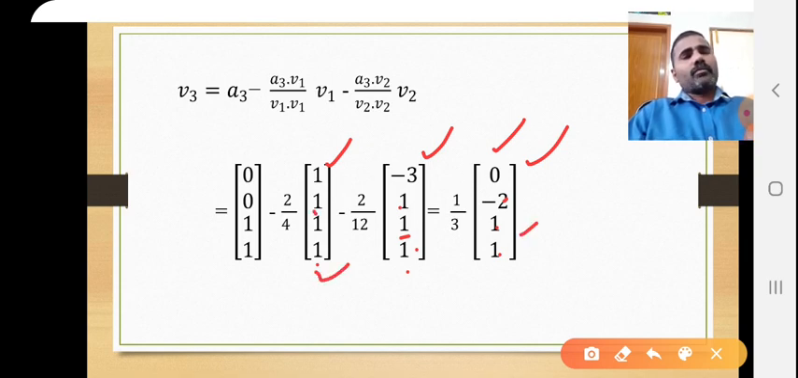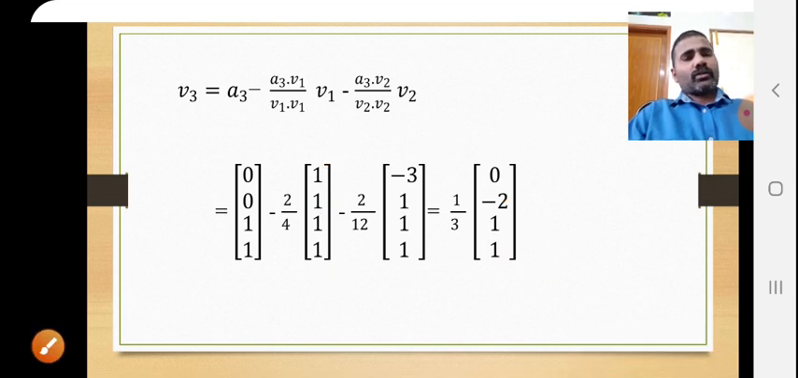These two are also perpendicular. That's why V3 is the correct one, which is perpendicular to all, and all these three are pairwise perpendicular to each other. Now this is the orthogonal basis for the column space of the given matrix A. Now we have the orthogonal basis V1, V2 and V3.